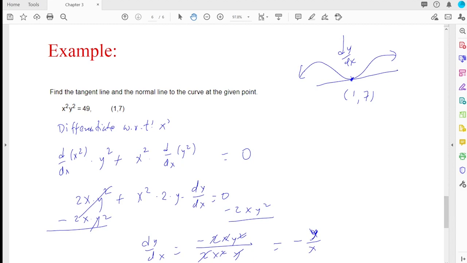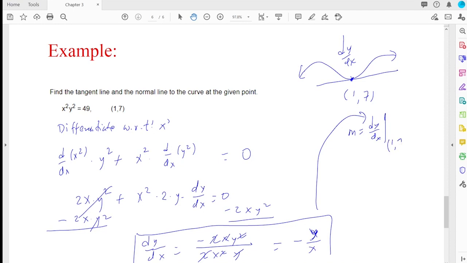So that's the slope, the rate of change of this curve, but we need to find the slope at (1, 7). So we need to find this dy over dx at (1, 7). The slope of this tangent line is dy over dx when x is 1 and y is 7. So just plug in these values: negative 7 over 1. So the slope of the tangent line at this point is negative 7.